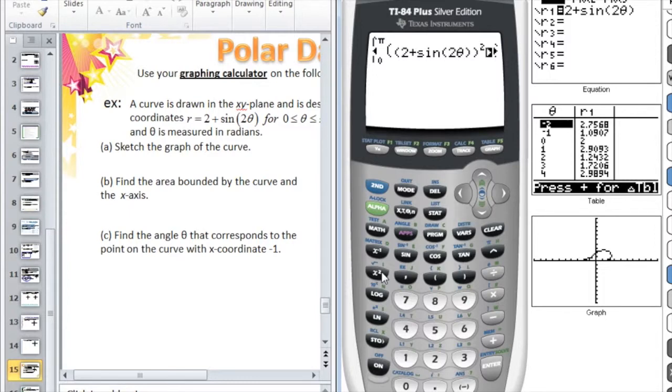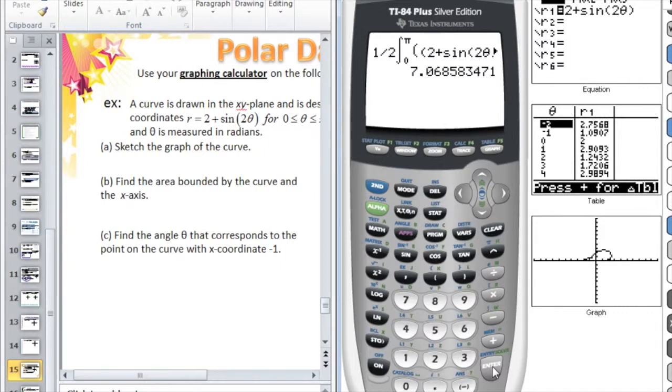Okay, so we have the 2 theta in parentheses. Then we have the whole thing encased in parentheses. The 2 plus sine 2 theta is encased in parentheses and squared. And then we put in our theta. And hopefully I have the right number of parentheses. 3. And there is our area.